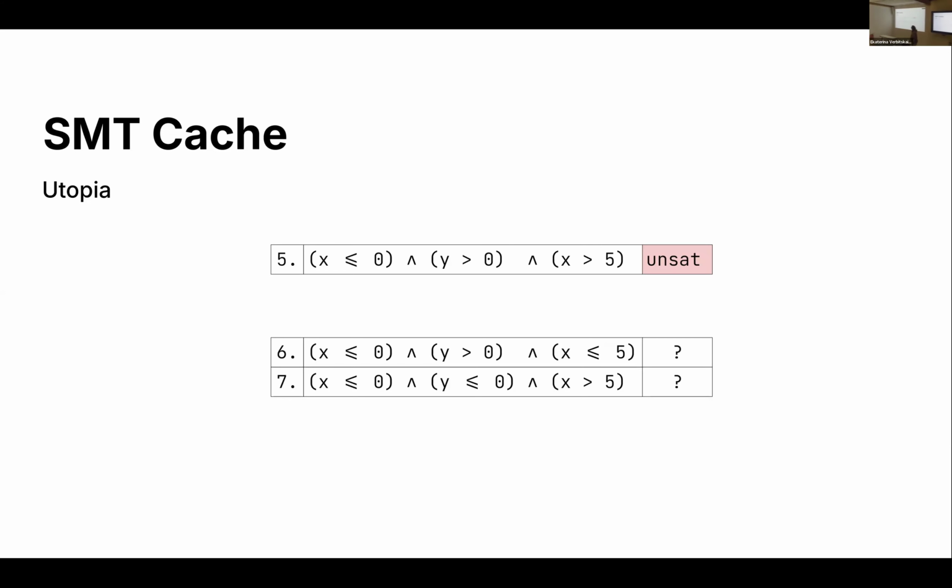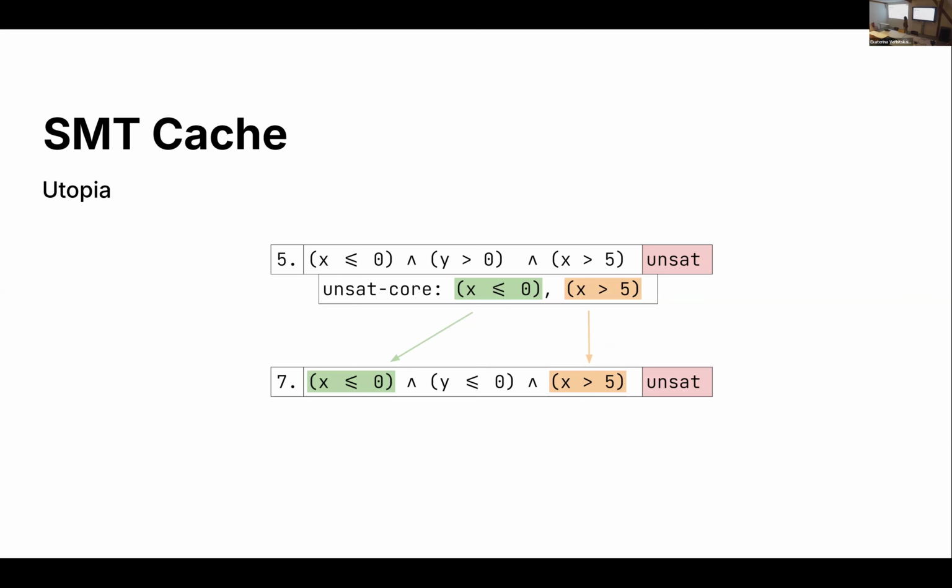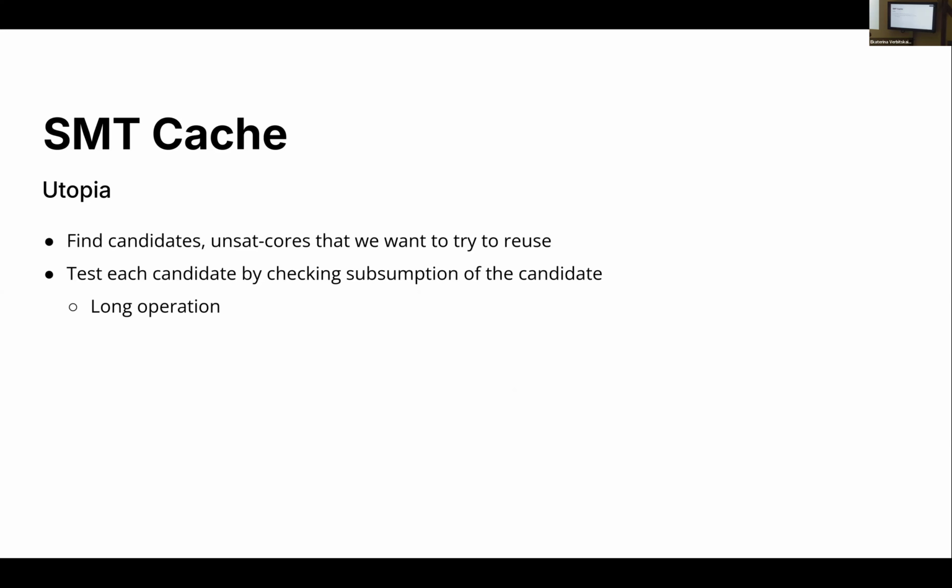There is a state-of-the-art solution called Utopia that shows us how we can reuse some unsatisfiable results. For example, we can compute an unsat core using SMT solvers, and then we can notice that the seventh formula subsumes the unsat core, which means that the seventh formula is unsatisfiable because it subsumes an unsatisfiable formula. And we understood it without using the SMT solver for solving the seventh formula directly, and reduced the number of SMT solver calls.